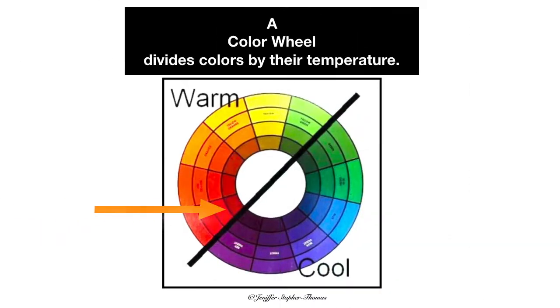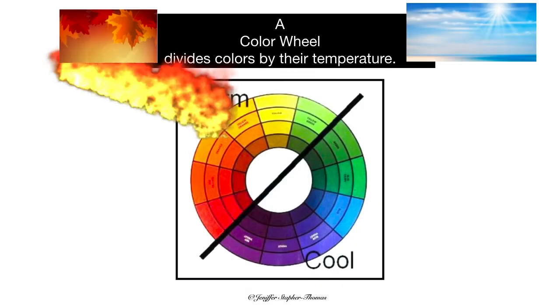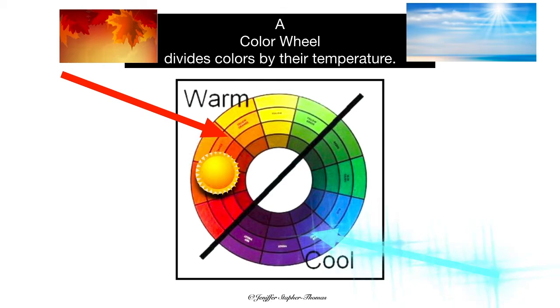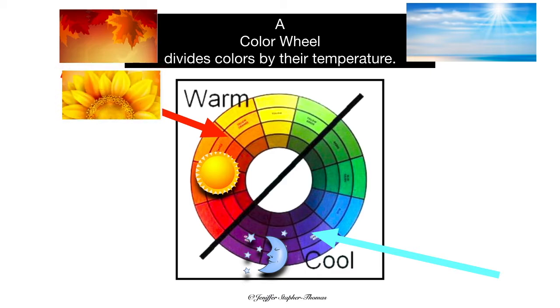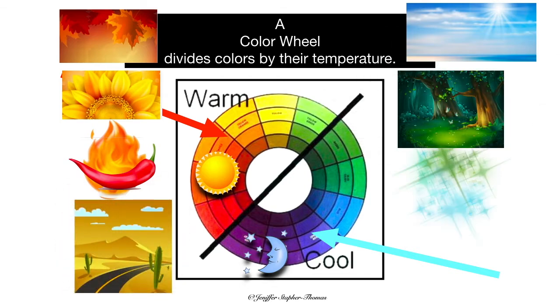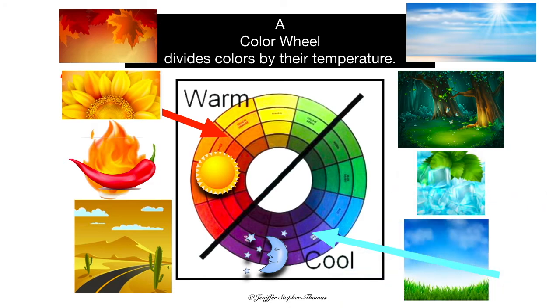A color wheel divides colors by their temperature, warm and cool. Pretty cool, huh? The warm colors on that part of the color wheel that you see, well, they remind us of things like sunshine. The cool colors, like nighttime, the moon. Warm: sunflowers, fall, chili, fire, the desert. Cool colors: forest, ice cubes and mint, a summer field, grass, icebergs.